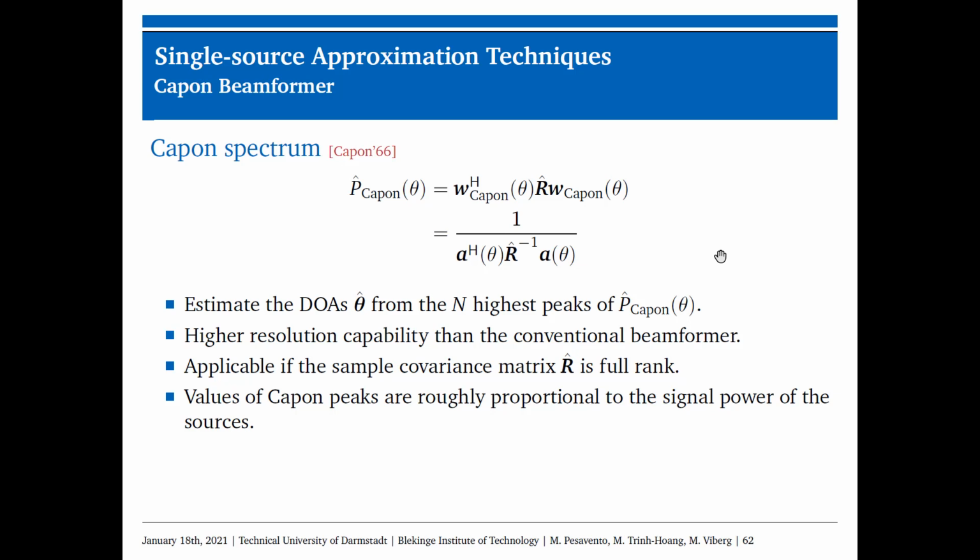Due to the implicit suppression of the interference, the Capon beamformer has a higher resolution capability than the conventional beamformer. Here, we also remark that the Capon beamformer requires the sample covariance matrix, given here as R hat. It has to be invertible. This means that the number of snapshots must be at least as large as the number of sensors. If this is not the case, then we can apply some ad hoc procedure, for example diagonal loading, to make R hat invertible again.